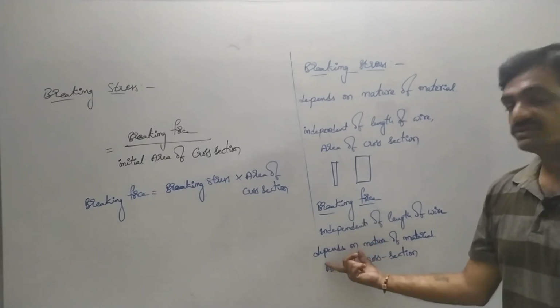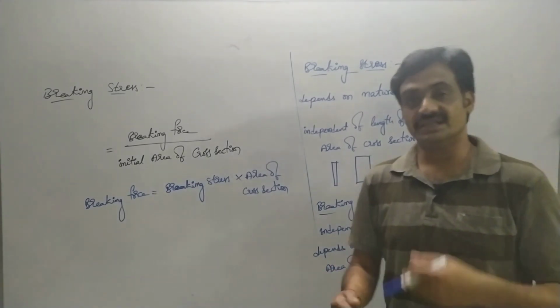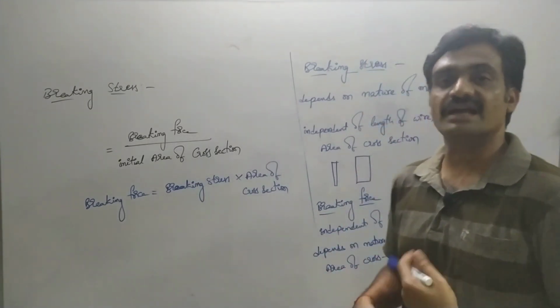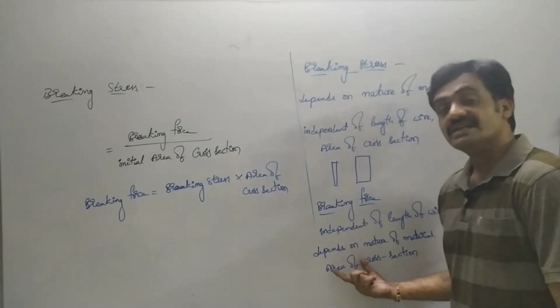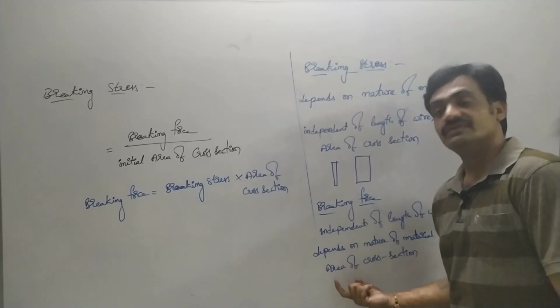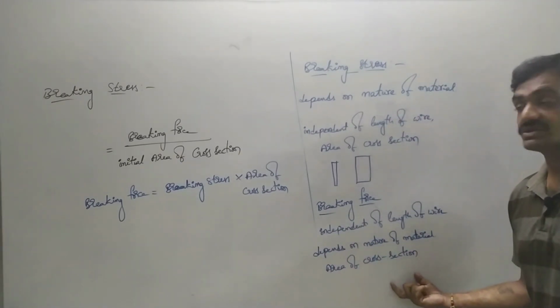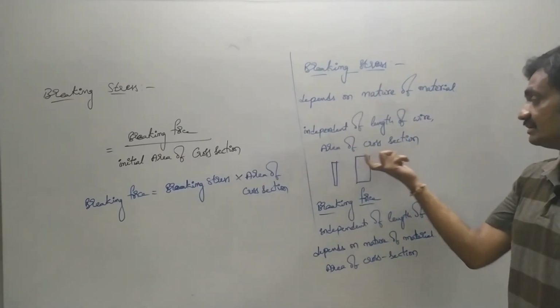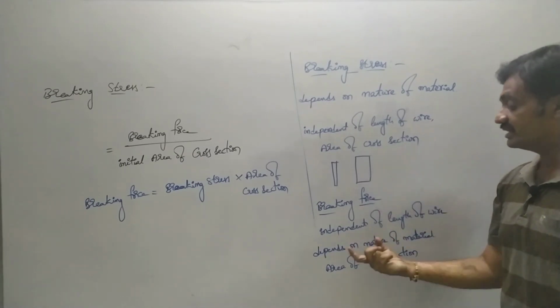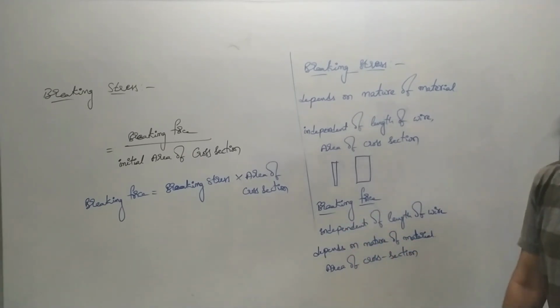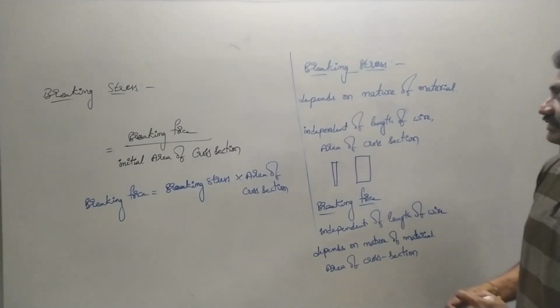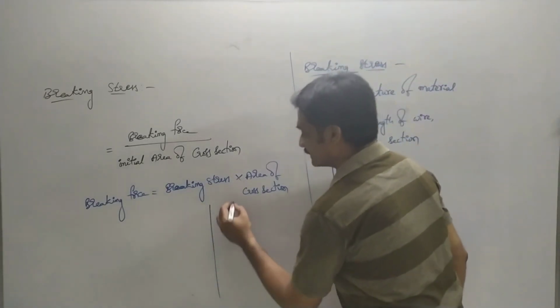Whereas this breaking force depends upon the nature of the material, whether it is copper, gold or glass, and based on that material we can represent the breaking force. As well as this, breaking force depends on area of cross section, whereas breaking stress does not depend on area of cross section, but breaking force depends on area of cross section. Based on this, now we are going to consider a wire.